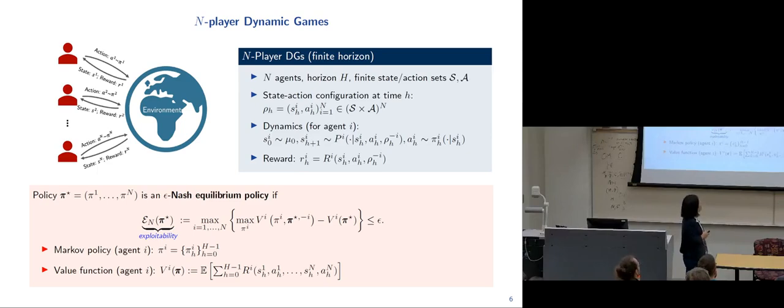So here we consider Markov policy because, first of all, we don't want to consider stationary policy. We want the policy to be dependent on h, and then it only depends on the current state observation for agent i. Considering history should make things more complicated, yeah.